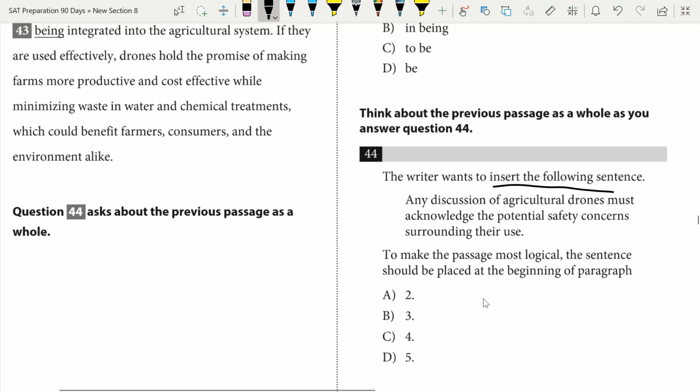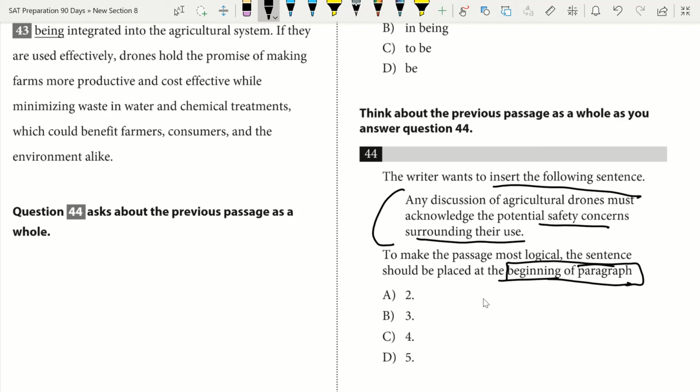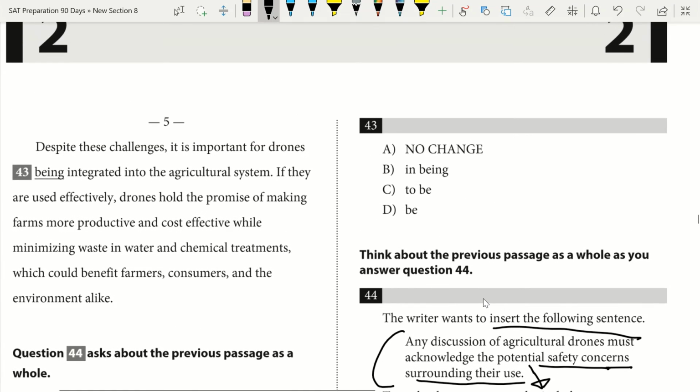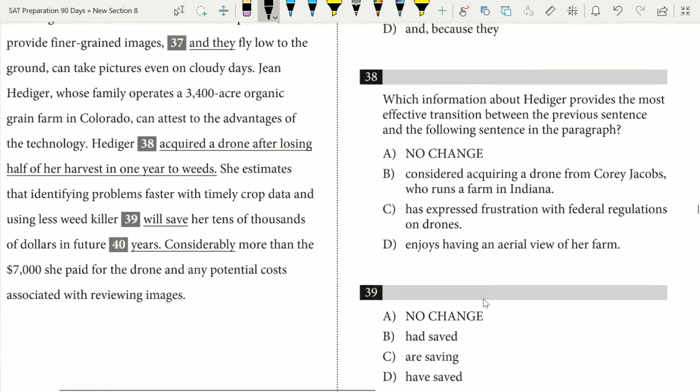The writer wants to insert the following sentence: "Any discussion of agricultural drones must acknowledge the potential safety concerns surrounding their use." To make it logical, the sentence should be placed at the beginning of paragraph what? Okay, so if I'm placing a sentence at the beginning of my paragraph, that means it's basically going to act as a topic sentence, right? In which case, the rest of my paragraph should be illustrating the ideas contained in this sentence. So if we're saying any discussion of agricultural drones must acknowledge the potential safety concerns surrounding their use, then I'm going to look for a list of safety concerns surrounding their use after, or potential solutions to this problem. Okay, so I'm going to try to place this as I read through. Once I start hearing safety concerns, that's when I'm going to start looking to place it. But now I'm going to go back and read through my passage.